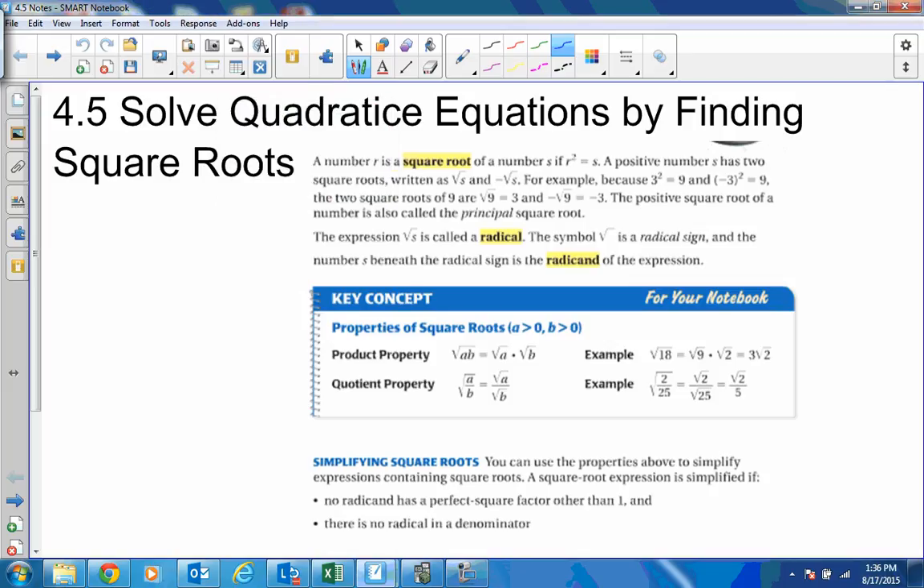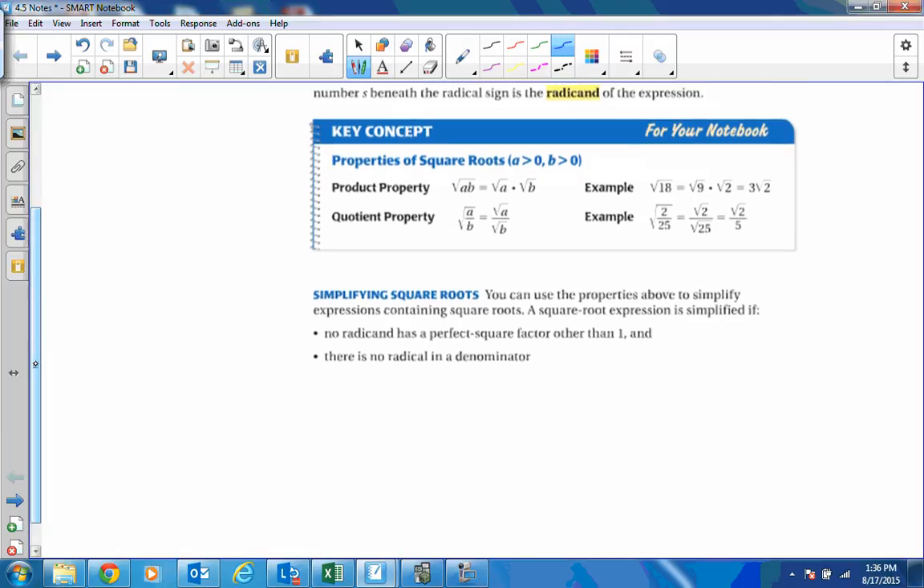All right, 4.5, solve quadratic equations by finding square roots. You've done square roots in geometry, and you've probably done them now in Algebra 2A, but you have to be able to simplify square roots. Those are some properties you use with square roots. You can either break them apart or put them together to simplify.